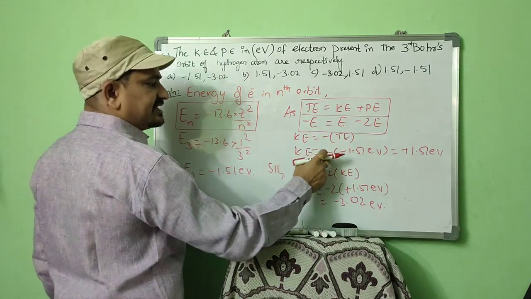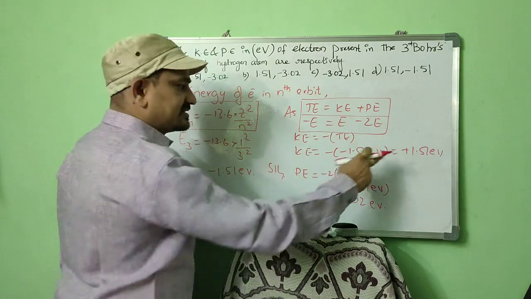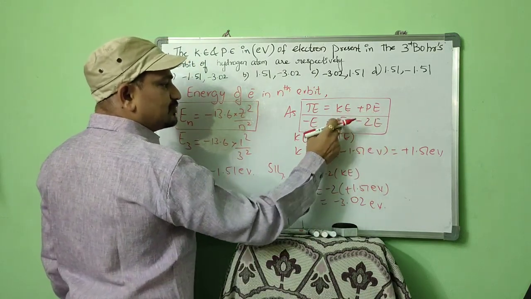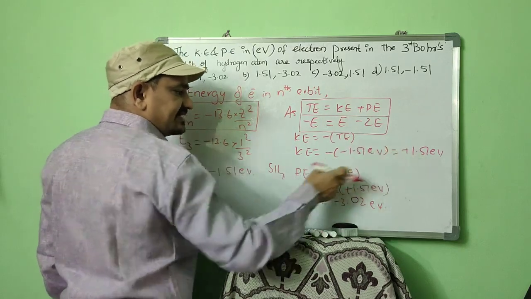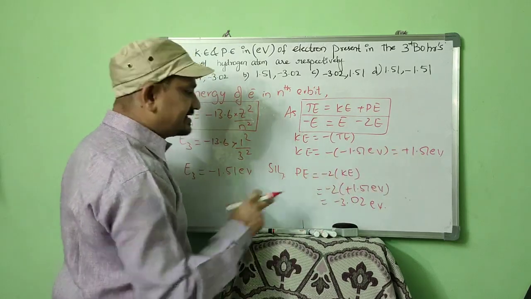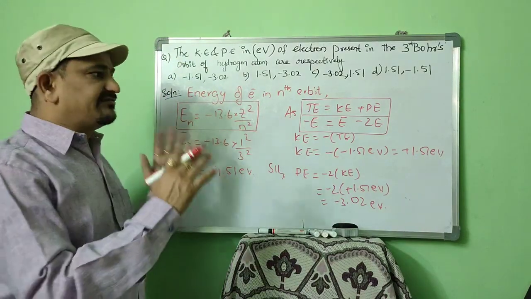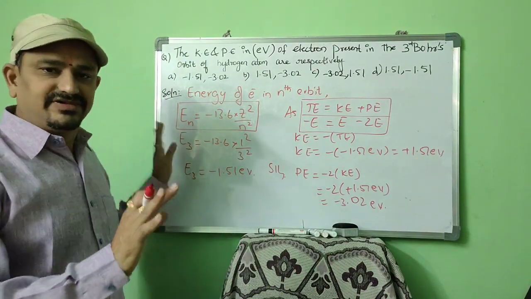So, kinetic energy is minus of minus 1.51 electron volts. Potential energy is minus 2 times kinetic energy. When this is kinetic energy, minus 2 times kinetic energy is potential energy. Right? This is another model. Means on every relation, we are doing one question. Right?